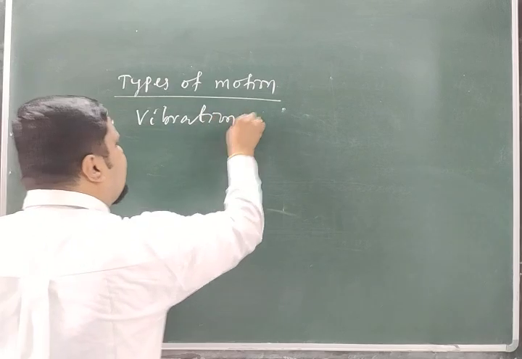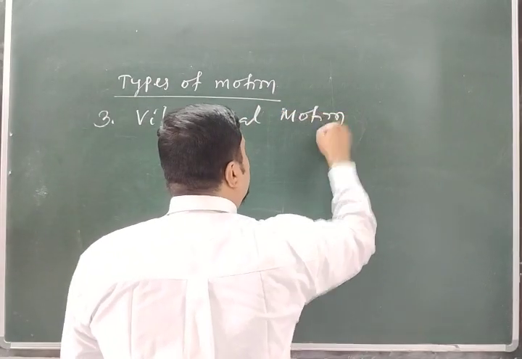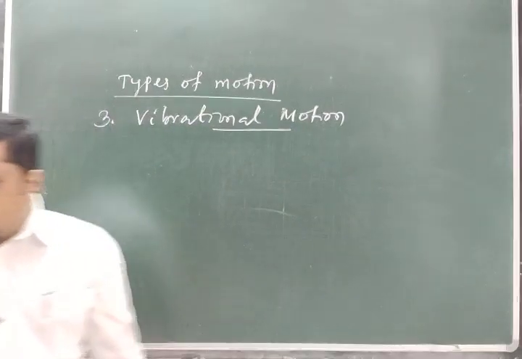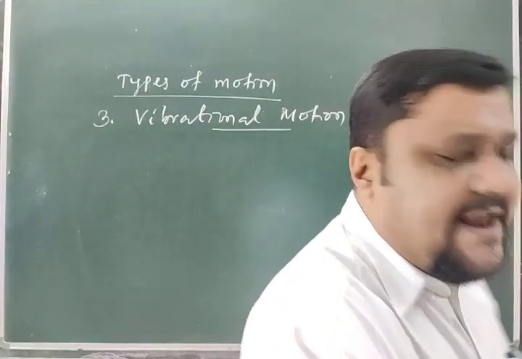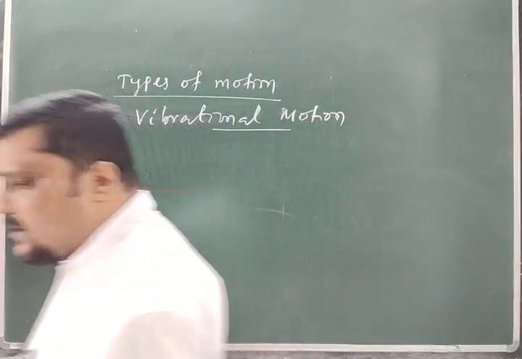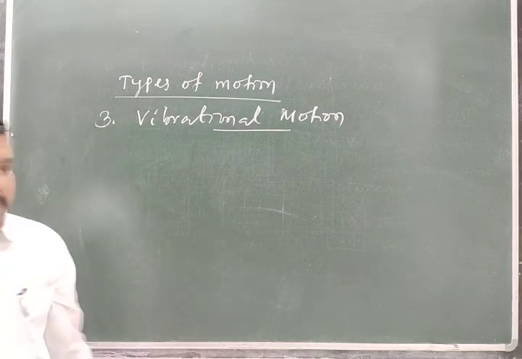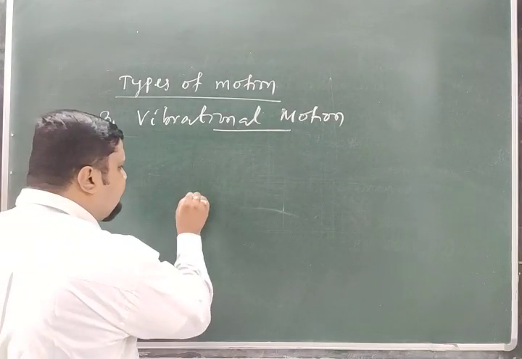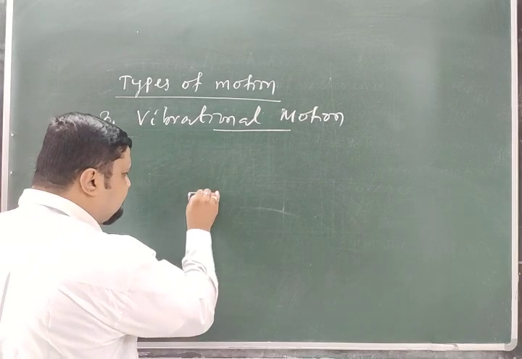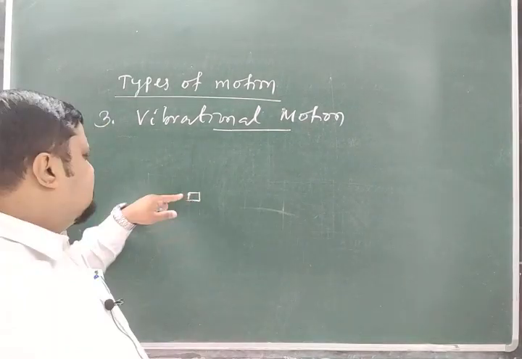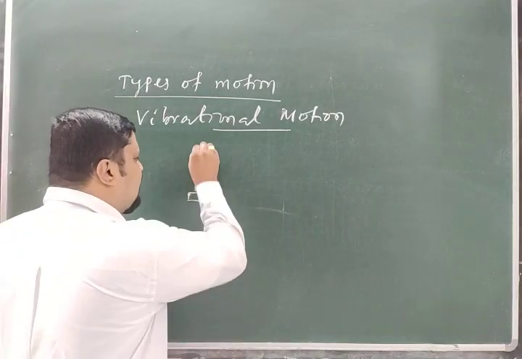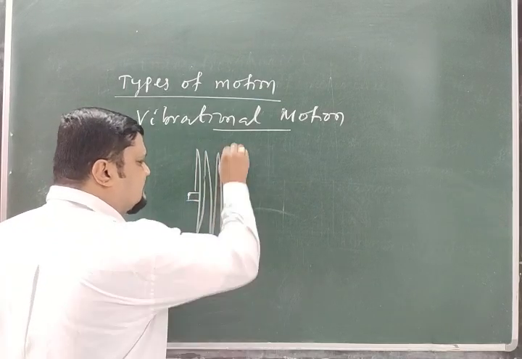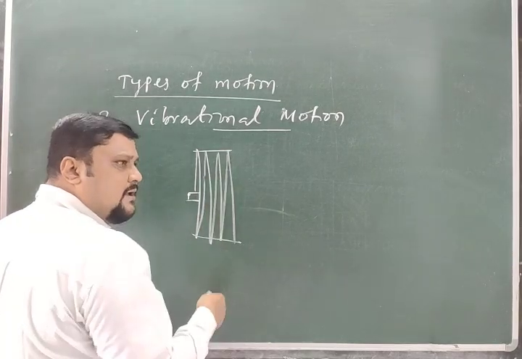So what is this vibrational motion? The motion of a body is said to be vibrational if it moves to and fro at regular intervals of time about a fixed point called the mean position. Clear? Suppose this is the body or an object, and this is the mean position, where it is at rest. But the body is vibrating about this mean position, to and fro like this.